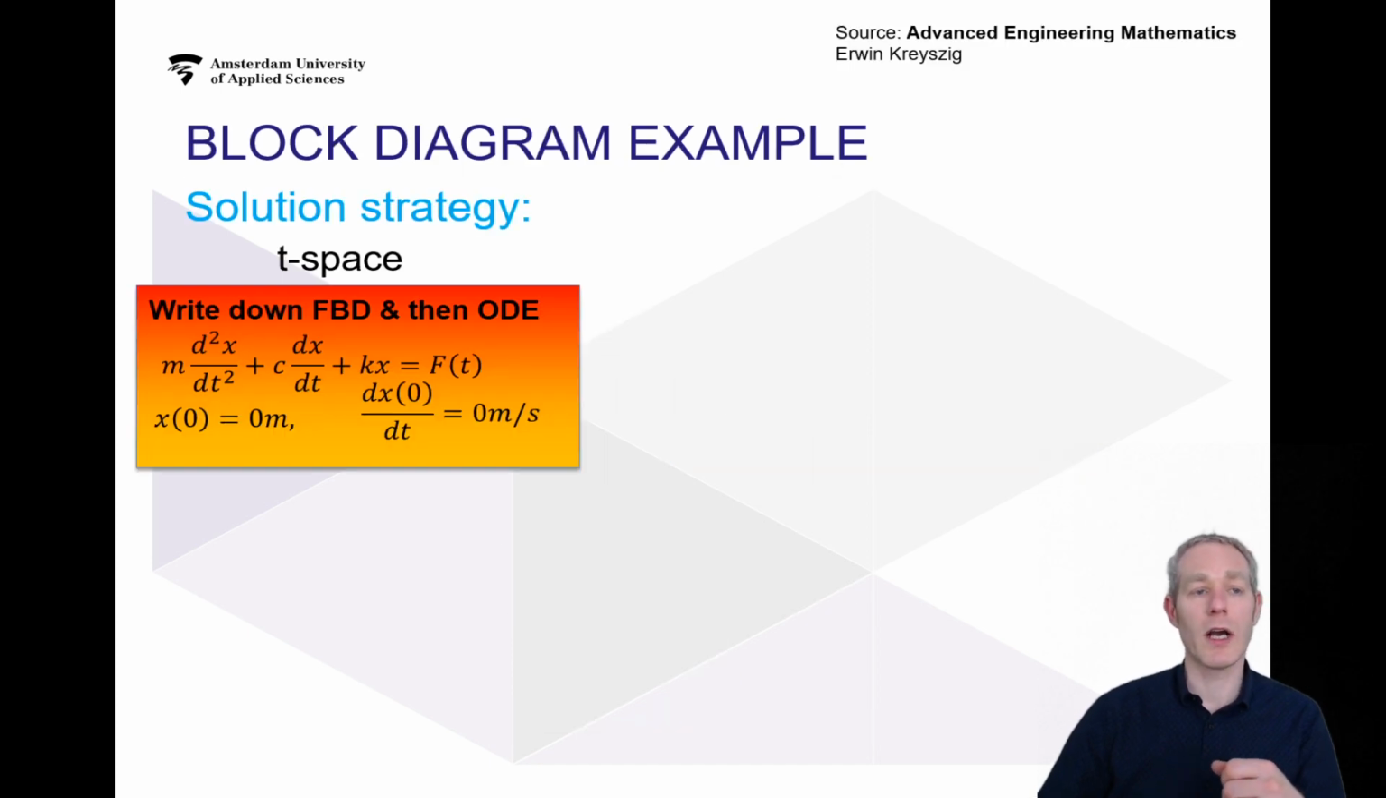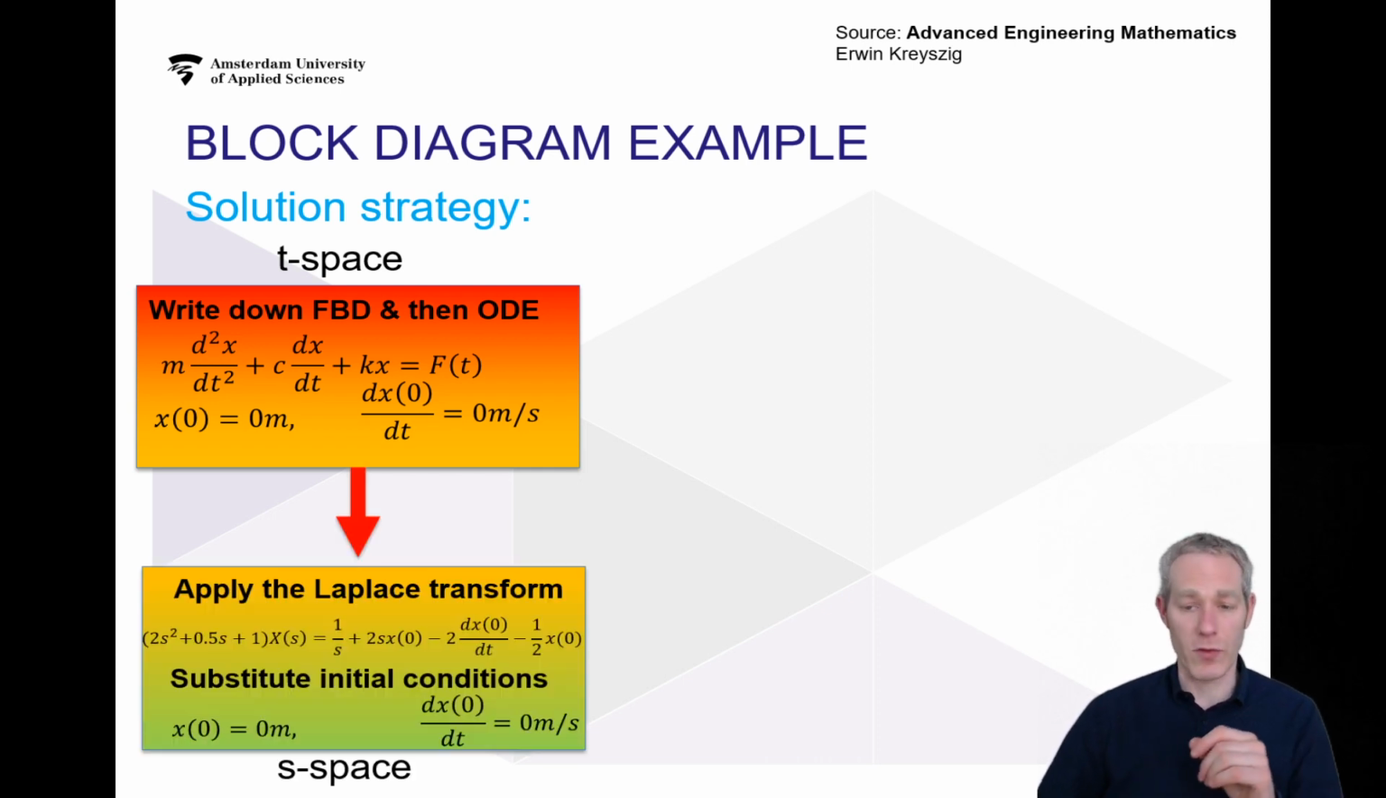And what we do is we start off by writing down our free body diagram, and from that free body diagram we get a differential equation. We make sure that our initial conditions are written down, and that defines our model. From that we can take the Laplace transform and substitute in our initial conditions, and we have moved from the time domain to the S domain, where S is a complex variable. That's not important right now, but we move from the time domain to the S domain.